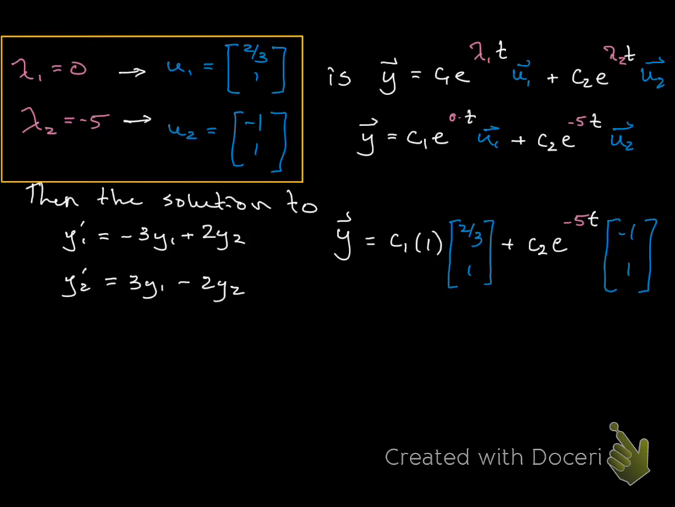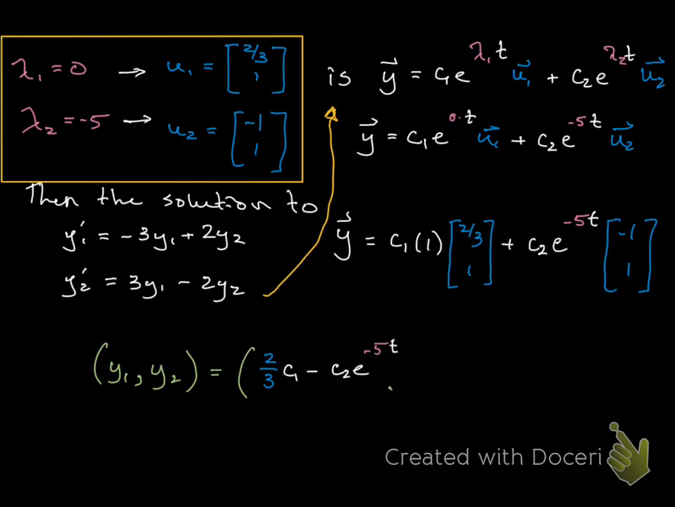I multiply C1 by both the first and second components of U1, and C2 e to the minus 5t times the first and second components of U2, that minus 1, 1. What I get from that is as follows. Y1, Y2 is equal to 2/3 C1 plus a negative 1 times C2. That's why you see a minus C2 there, e to the minus 5t.